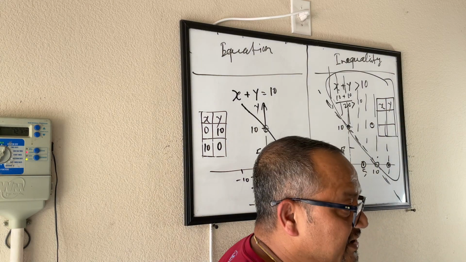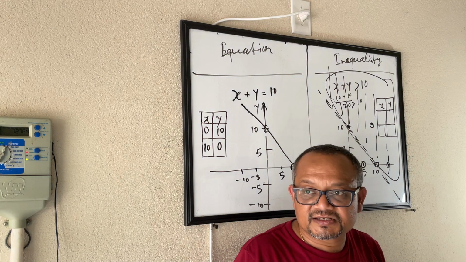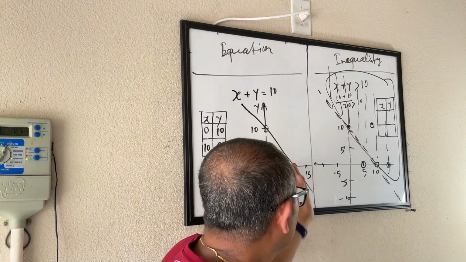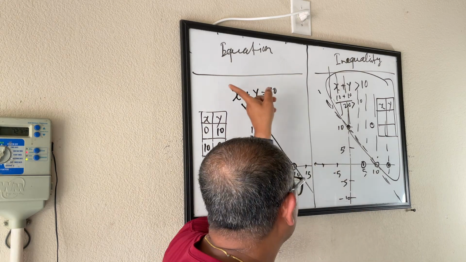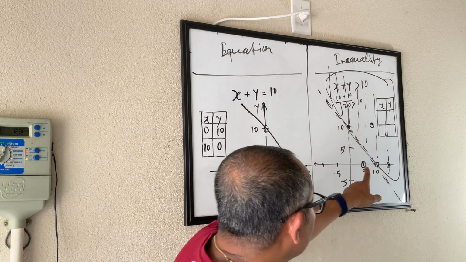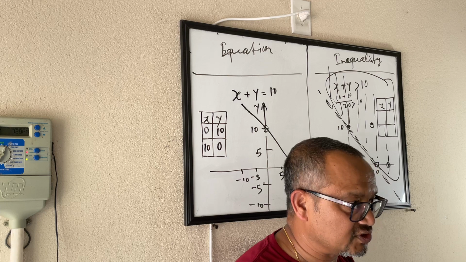This is the region represented by this inequality. So the first difference is when you are looking at an equation, it represents a line. All the points falling on this line are satisfying this condition. But when you are looking at inequality, it is not a line, it's a region, it's an area almost.